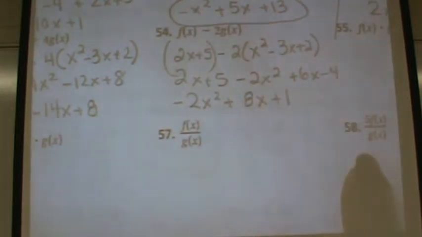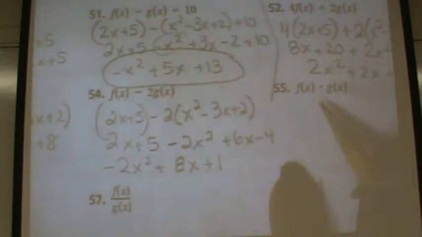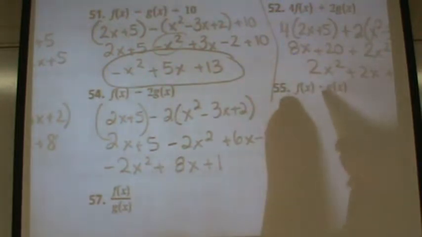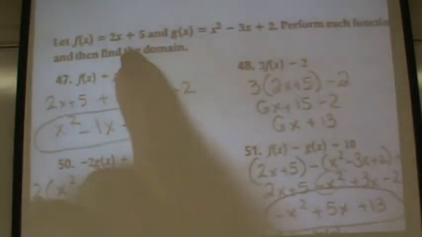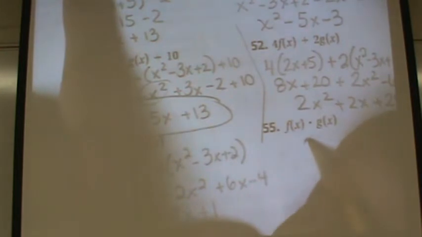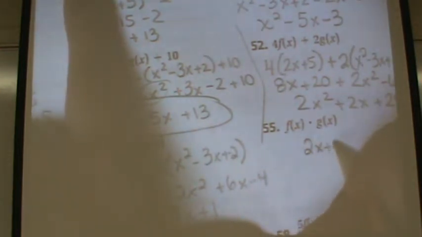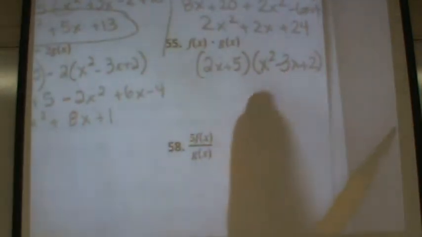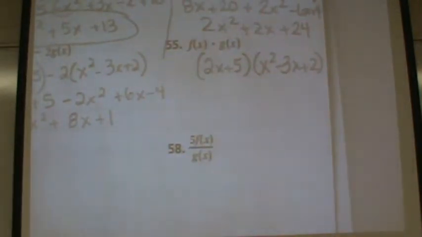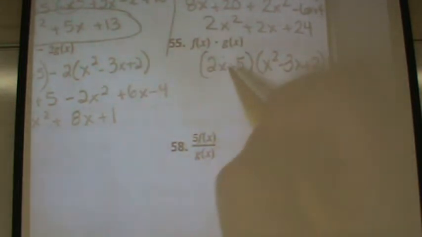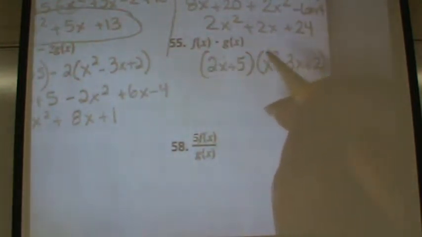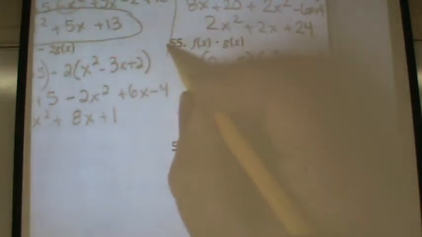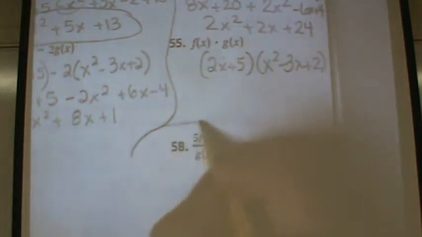We're going to stop at 58. For 55, what do you do with F times G? How do you do F times G? What are they asking you to do here? This is a big one. You have to FOIL, or distribute, I should say. Sorry, there's not a lot of room here.